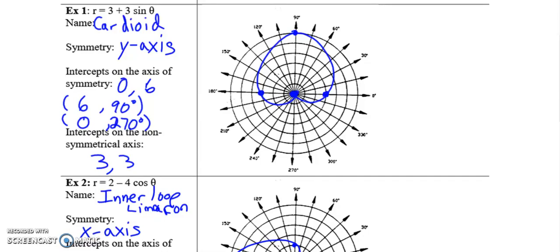Okay, so where we ended, I'm going to recap. We had started with the Limacons. Now, the cardioid is going to be considered a Limacon because it's still in that same form. For the cardioid, because of the sine of theta, we had y-axis symmetry.